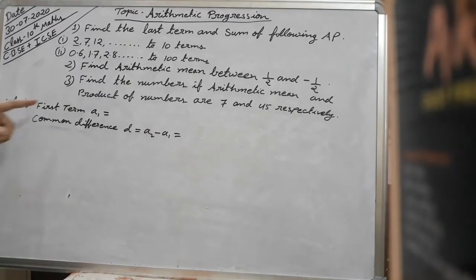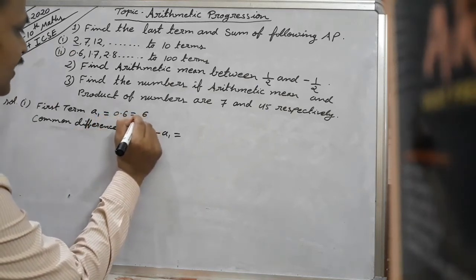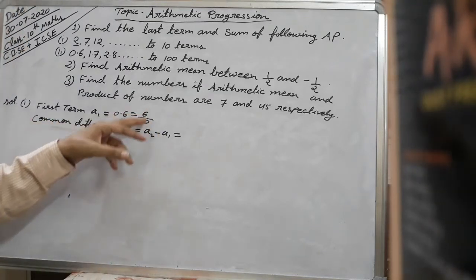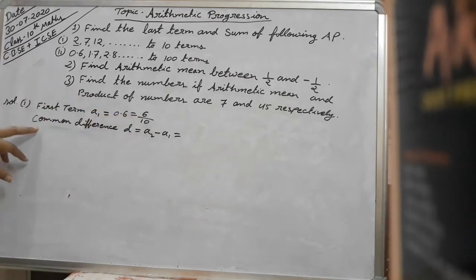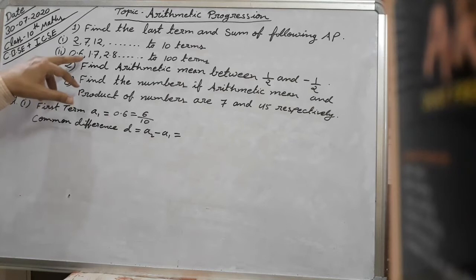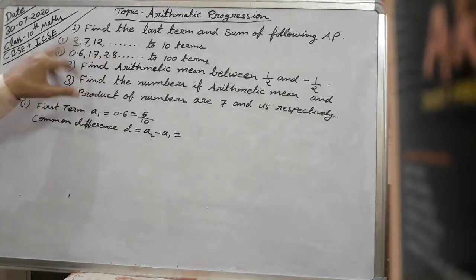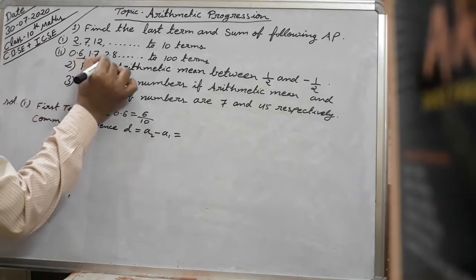Again, you have to find the first term A1. What is that? 0.6. 0.6 means 6 by 10; you can take it in the fraction form. Now the common difference D is equal to second term minus first term, or third term minus second term. You will get the common difference. You can take any number, but you have to take the difference between two consecutive numbers, either this pair or this pair.